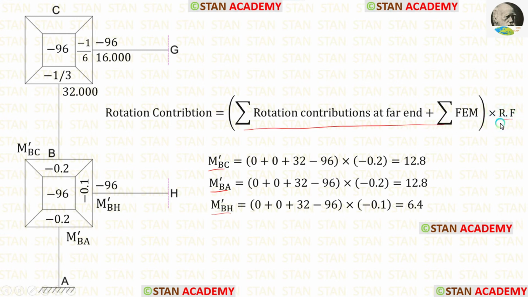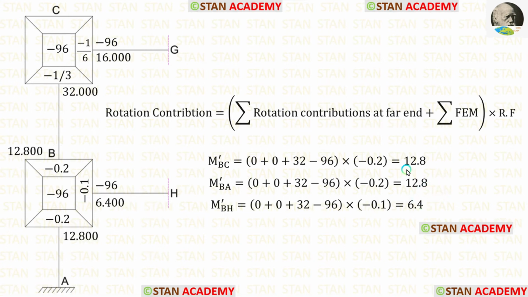The rotation factor for BA is minus 0.2. The rotation factor for BH is minus 0.1. After the calculations, we are getting M'BA and M'BH. Let us apply the values of M'BC, M'BA, and M'BH. We have finished the first iteration. Let us start the second iteration.